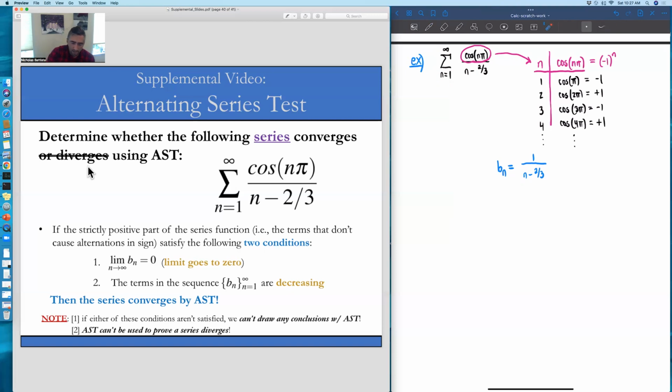So for alternating series, if the positive part satisfies 2 criteria, then we can say that this series overall is convergent. The first criterion is we take the limit as n goes to infinity of the positive portion of the series. That's our b_n term, 1 over n minus 2/3. As n goes to infinity, that denominator has an n in it. If n is going to infinity, this denominator is getting very, very large.